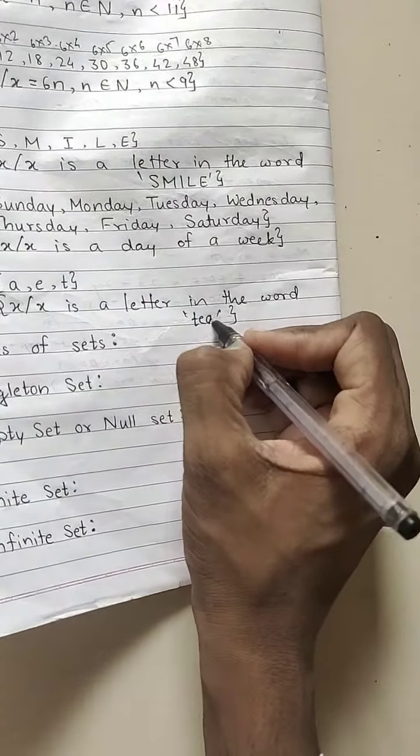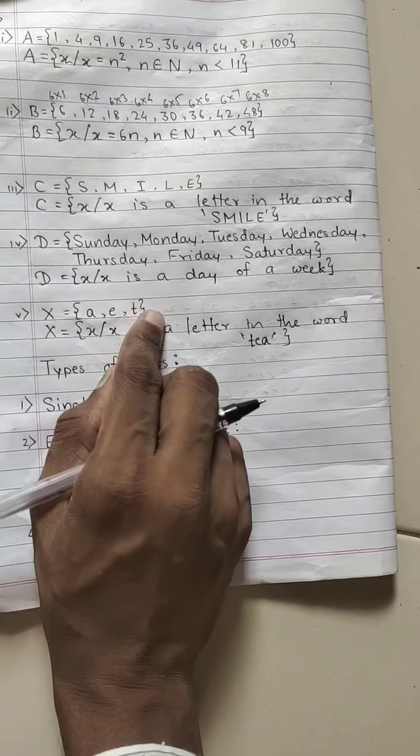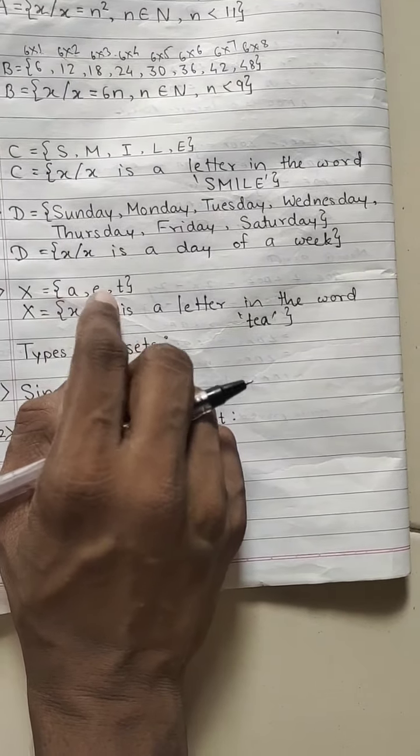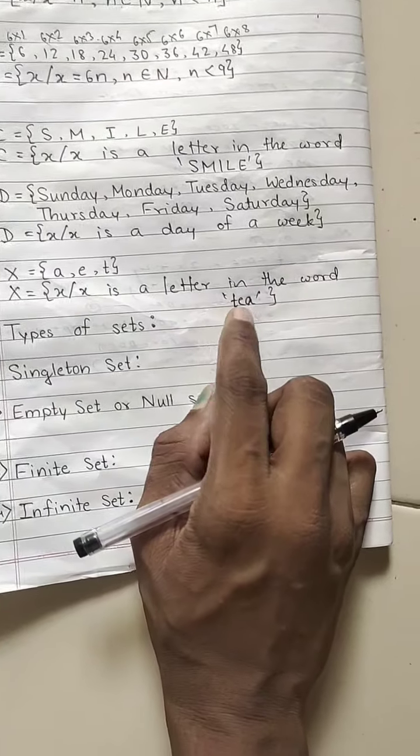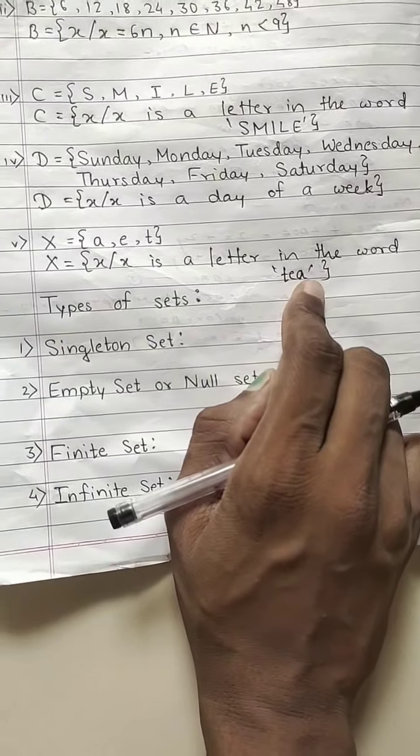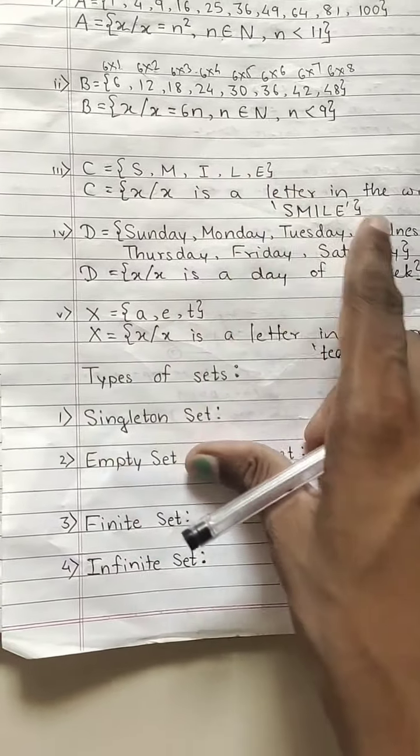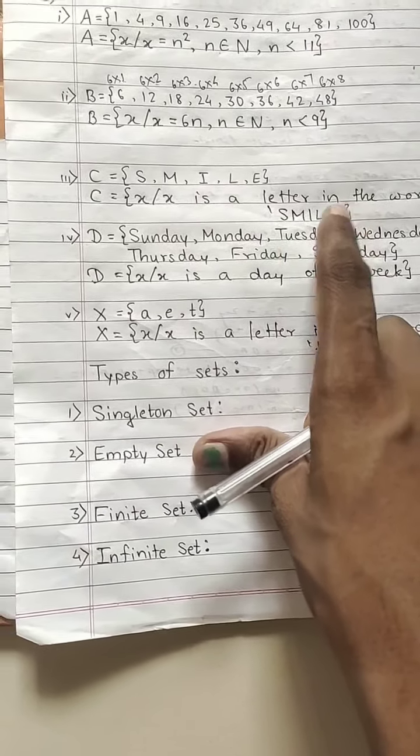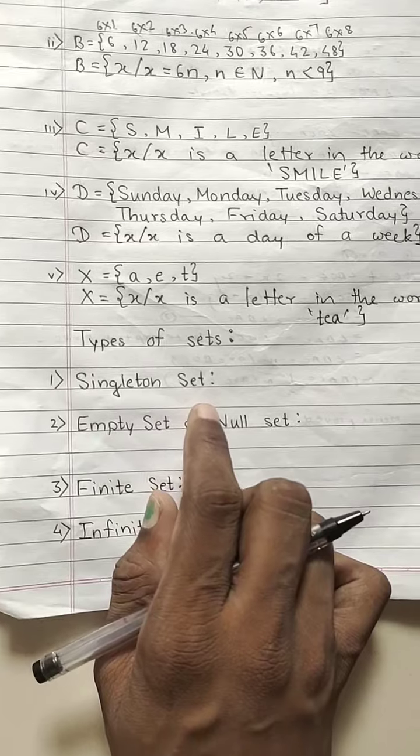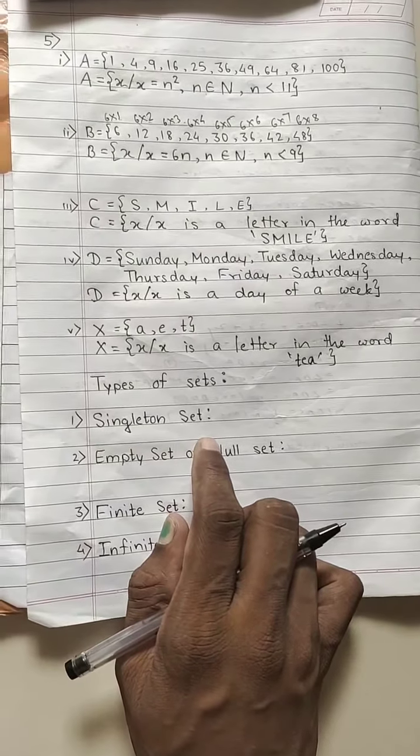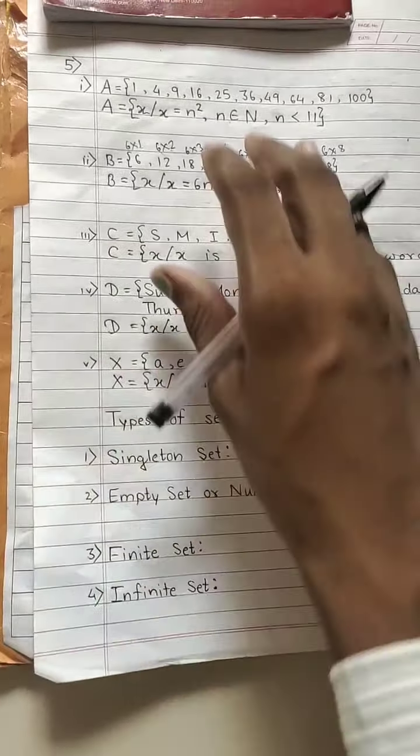Yes or no? And see, since in this case all the letters are in small form, small letters, so we have written T in small letters. Okay, and in previous one all the letters are capital, so we have written capital letters smile word. Clear? So I hope you have understood exercise 1.1.